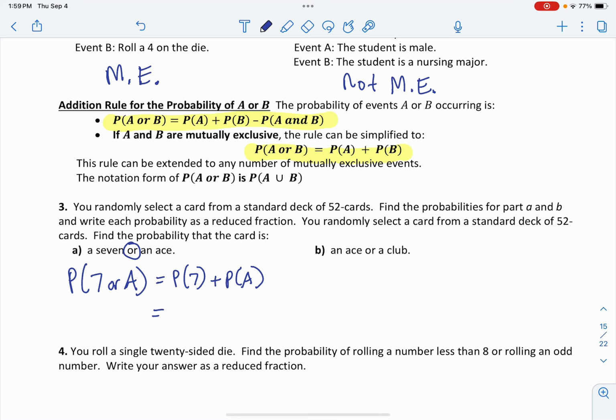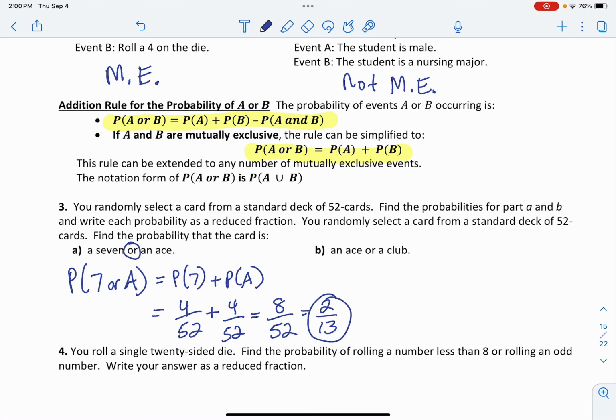Okay, so probability of 7 is 4 out of 52. Probability of ace is 4 out of 52. And then I'm adding with a common denominator, so that's 8 out of 52. And notice you probably could have jumped right to 8 out of 52 because there's 8 cards, 4 7s, 4 aces out of the 52. But this is demoing how you can use the addition rule, which will help in future problems. All right, reduce, done.